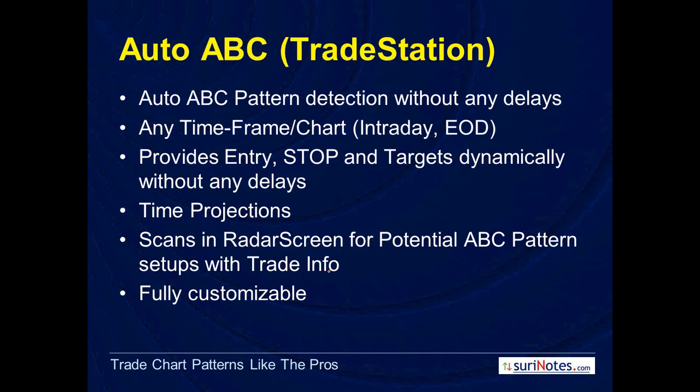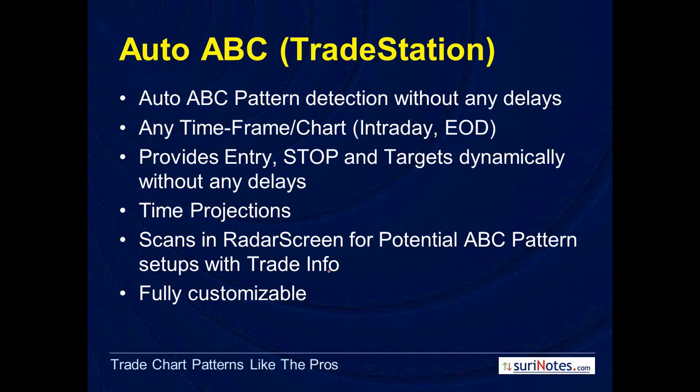And also ABCs can be scanned using the radar screen. That means you could have hundreds of these symbols in multiple different time frames and put them into a radar screen. If you have not seen a radar screen, it looks like a spreadsheet where it will detect these patterns, and it will show you where the C entry is and how many bars ago it formed, or whether it formed just now.